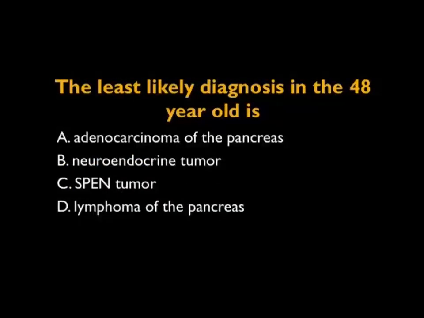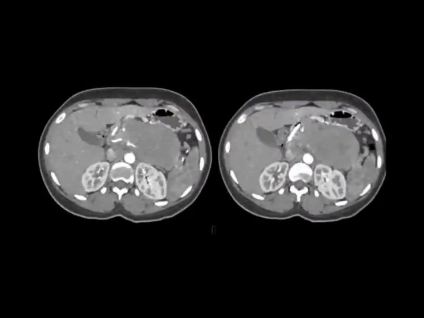This is an interesting case, and I'm asking you for the least likely diagnosis. What do I see? I see a large mass in the body and tail of the pancreas. The mass is somewhat necrotic, but somewhat solid. Based on size, I'm thinking neuroendocrine tumor, but I'm bugged by the fact it's not very vascular. However, 85% of renal cells are hypervascular, 25% are not. So this could be a neuroendocrine tumor.